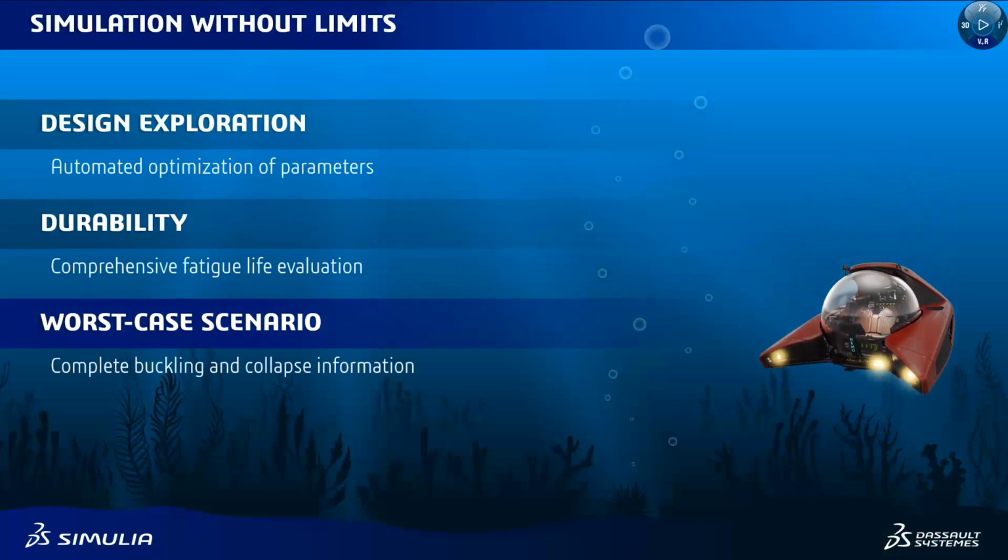So in summary, we can see we can automate the optimization process by giving specific parameters for our simulator to use. We also looked at the durability of our model with a comprehensive fatigue study. We also looked at worst case scenarios, which provided us with buckling and collapse information.